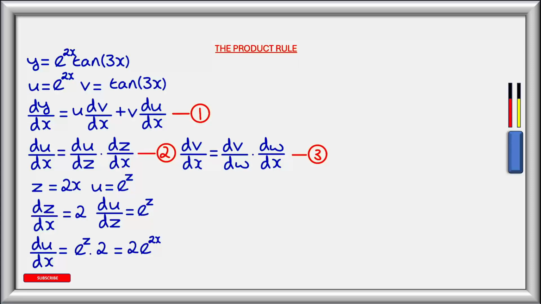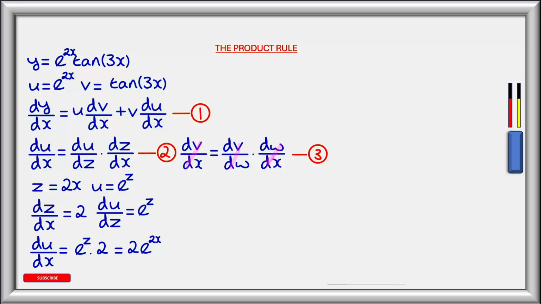And plugging these results back into equation 2, we have du by dx is equal to du by dz, which is e to the power of z, multiplied by dz by dx, which is equal to 2. And substituting back in for z, where z is equal to 2x, this equals 2 multiplied by e to the power of 2x. Now let's look at equation 3, where the derivative of v with respect to x is equal to the derivative of v with respect to w multiplied by the derivative of w with respect to x.